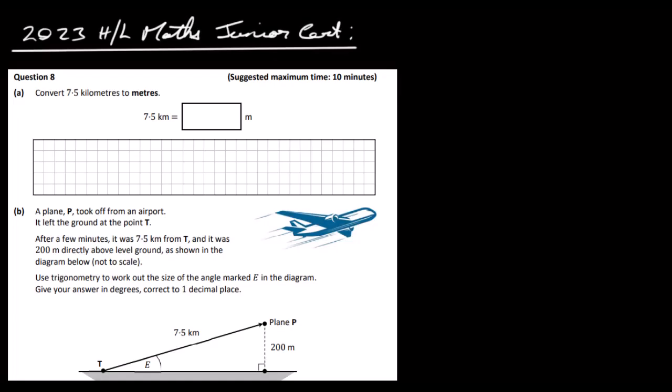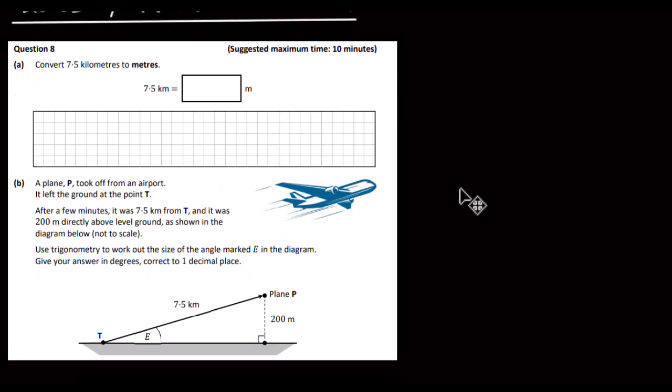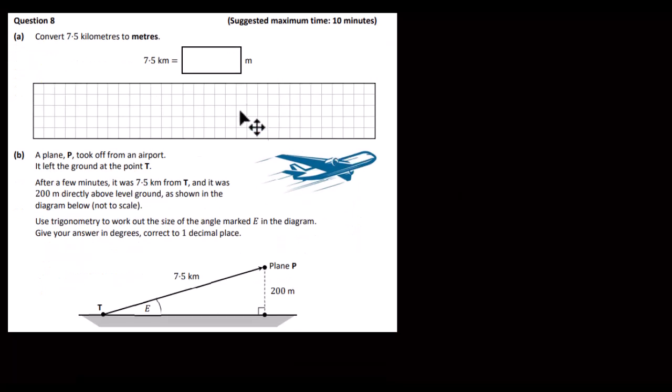Okay, so this is question 8 from the 2023 Higher Level Maths Junior Cert paper. Convert 7.5 kilometers to meters. Well, there are 1,000 meters in a kilometer, so we just multiply by 1,000 to give us 7,500 meters.